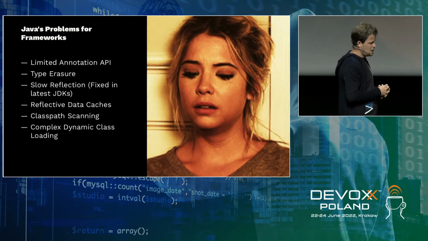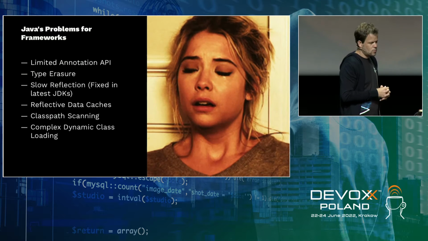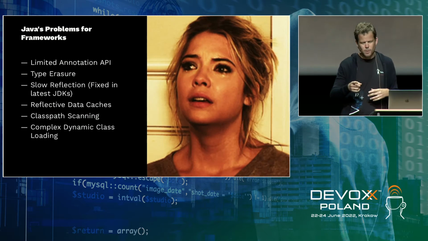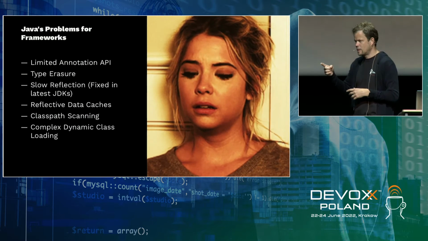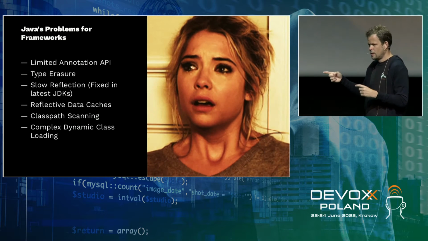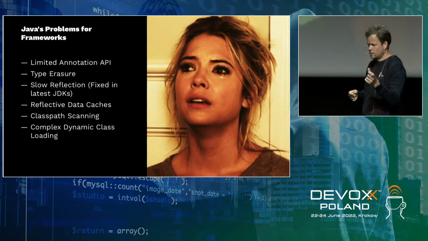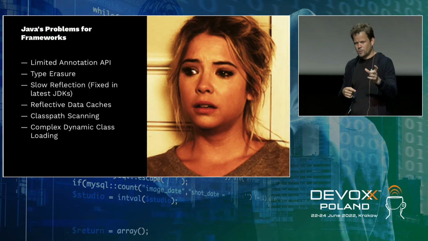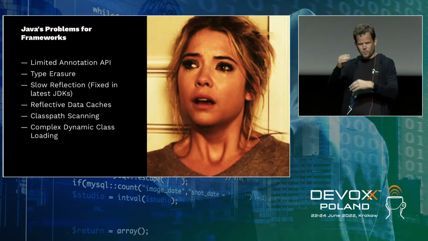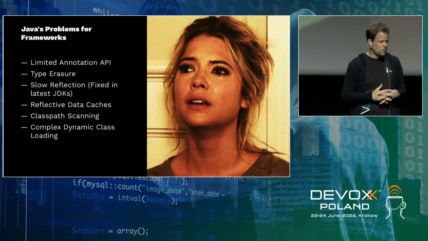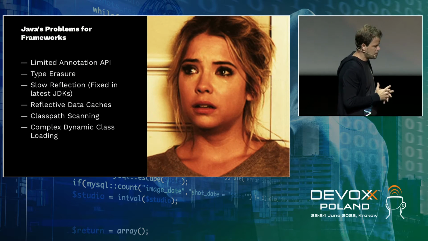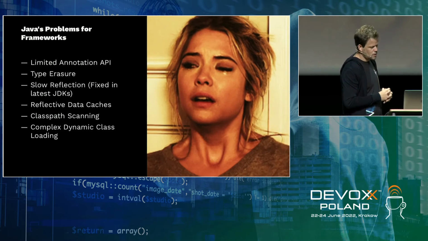And even the way repeated annotations work, because they were added later, is a bit of a kludge. Basically, if you have a repeated annotation and it appears once, it appears as the non-repeated version. If it appears twice, it appears as the repeated wrapper. They did that for backwards compatibility, but it makes it very complicated for frameworks to deal with.